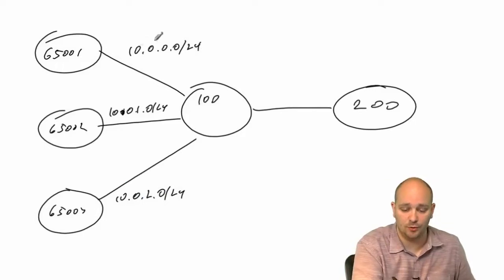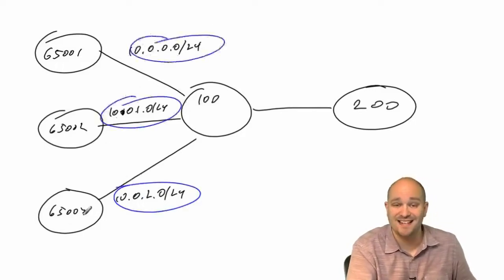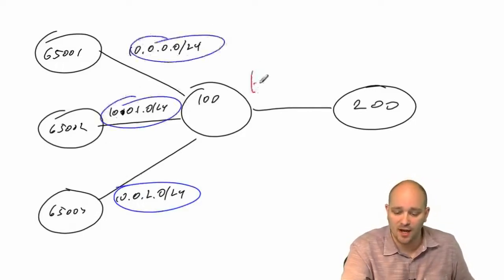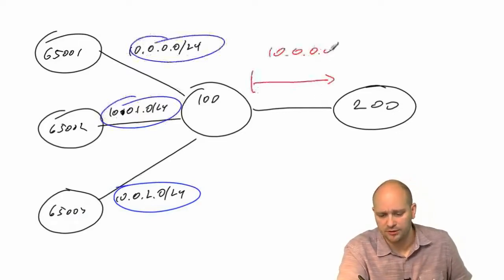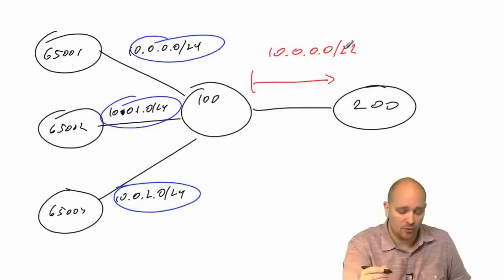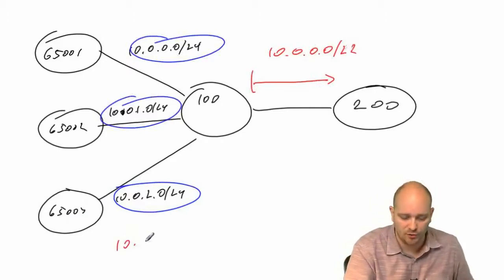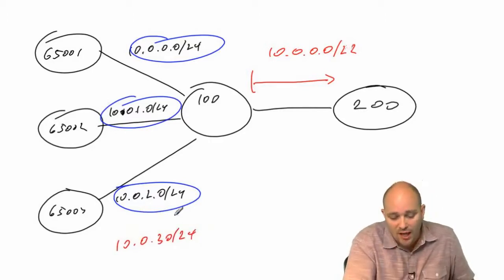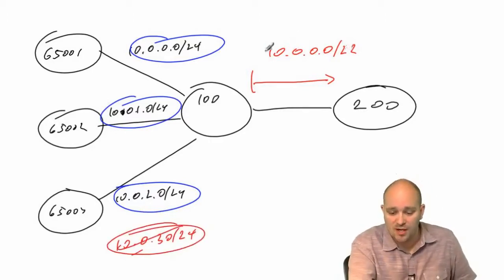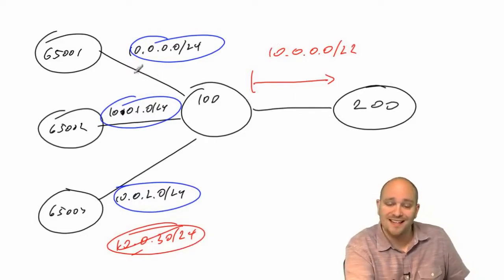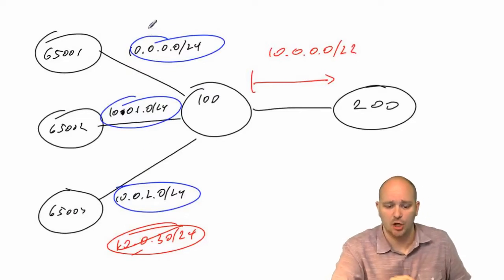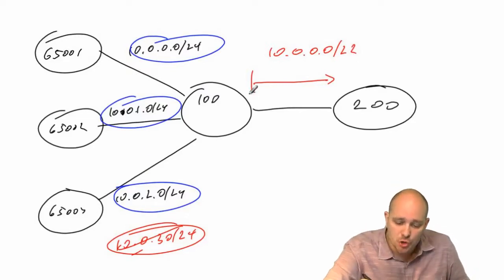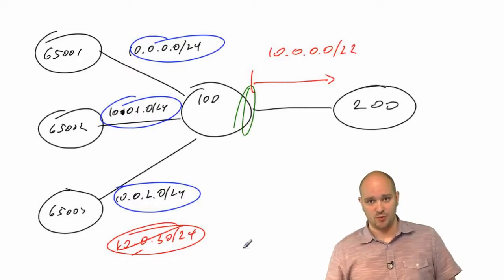Now, these three routes can be summarized as a single prefix. They can be advertised as 10.0.0.0/22. Now, that's obviously going to cover one more network here that apparently is not in use, 30/24, but we don't care about that. So this one summary here is going to cover these three networks here. However, this summary is a new route generated by the AS100.